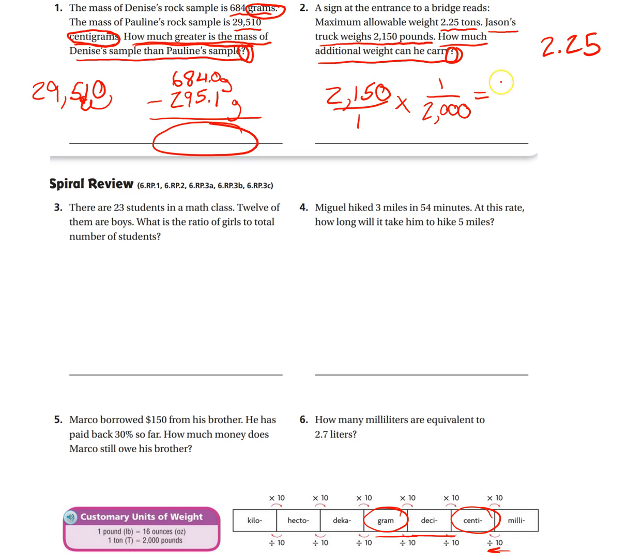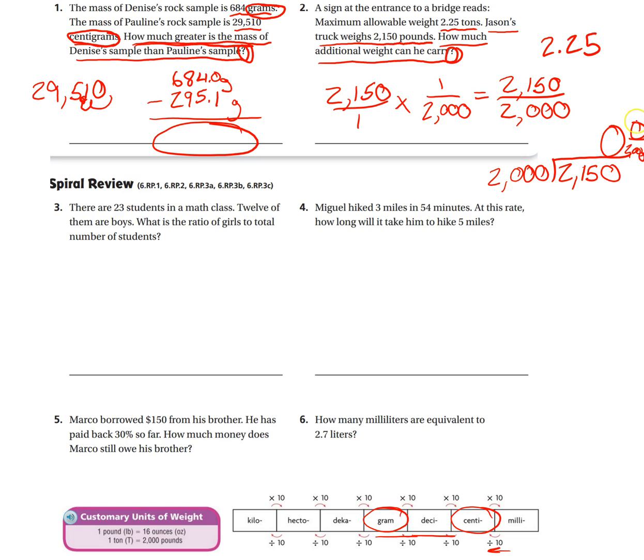So I end up with 2,150 times 1, which is just 2,150, and 1 times 2,000 is 2,000. And then I just take that denominator, 2,000, divide it into the numerator, 2,150, and this is going to give me my tons, and then this is going to give me the remaining pounds.